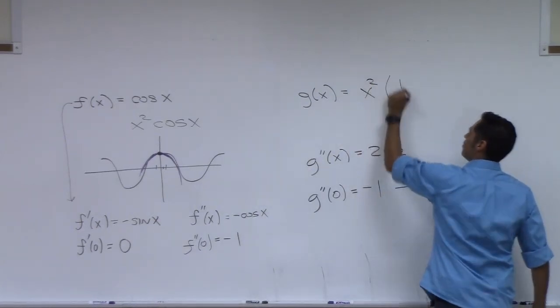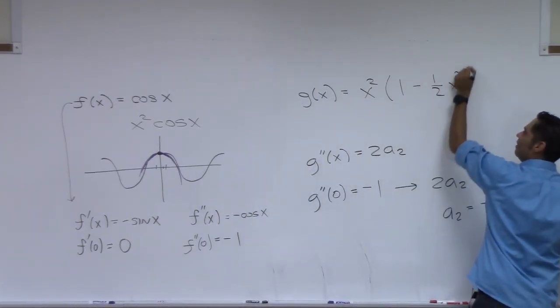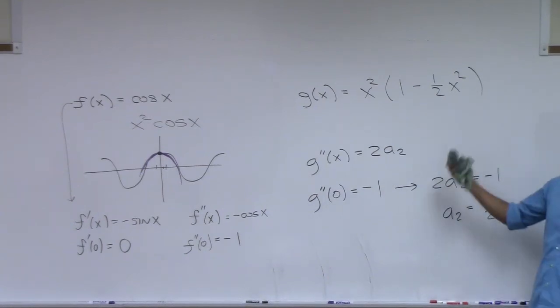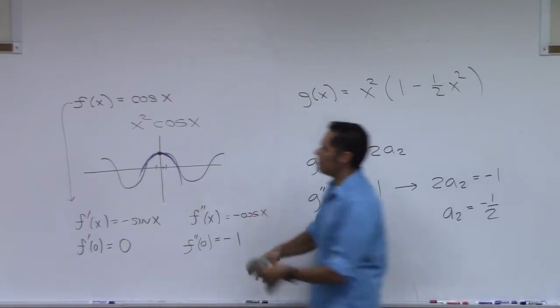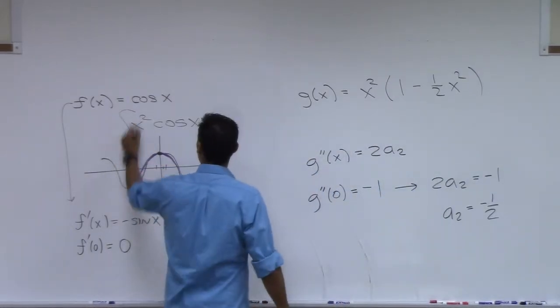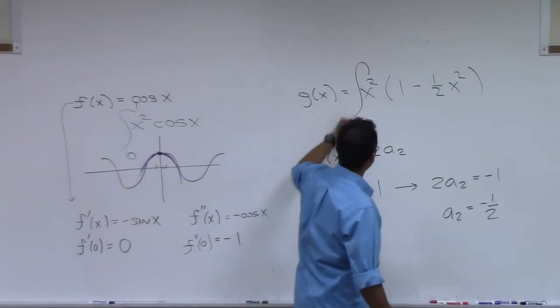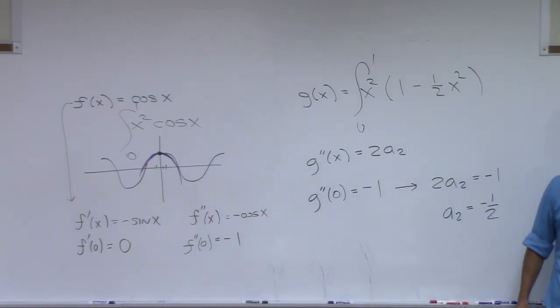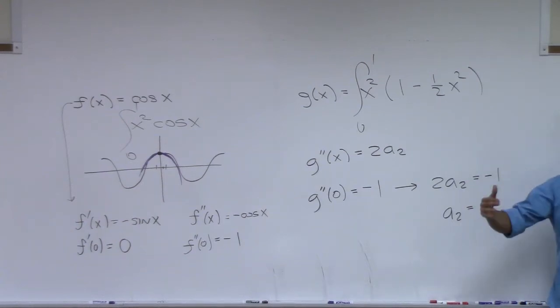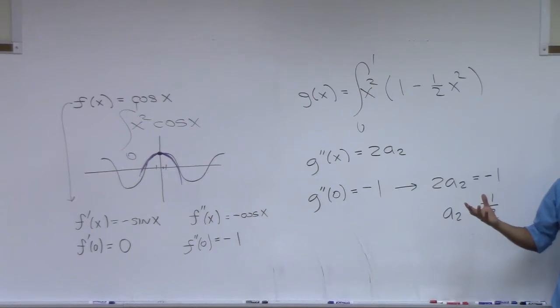X squared times 1 minus 1/2 x squared, right? That's a great approximation of that function. And so if I want to integrate this and go from 0 to 1, I just integrate that from 0 to 1. So much easier to work with. Does that make sense? So we are stepping into a very profound, big portion of what this is about.